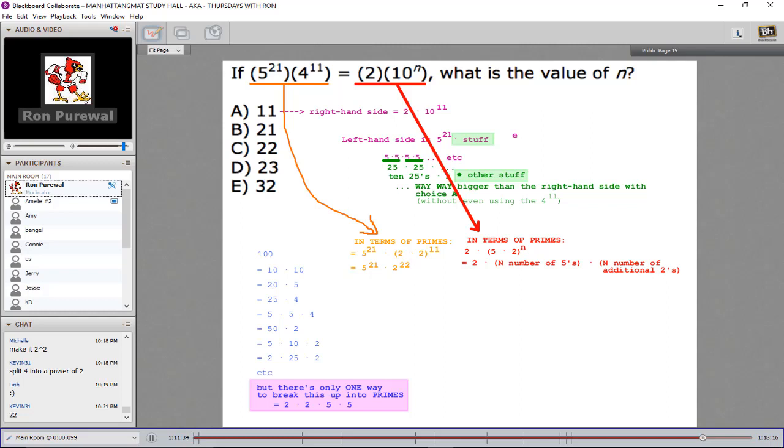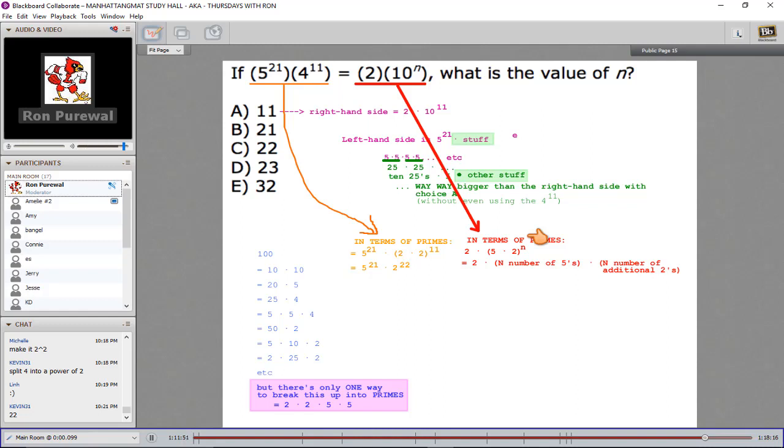Because you can't put 2s together to make 5s. That's the reason why prime numbers are a thing in the first place: you can't combine primes to make other primes, whereas you can do that with other kinds of numbers.